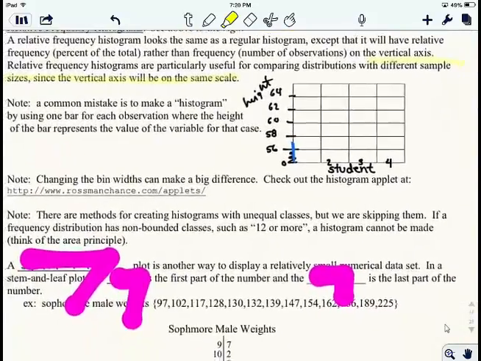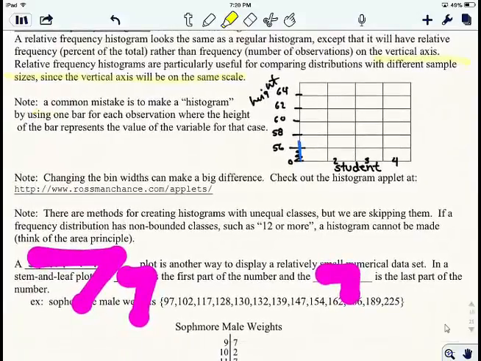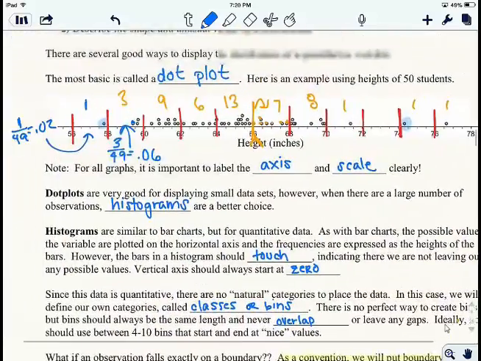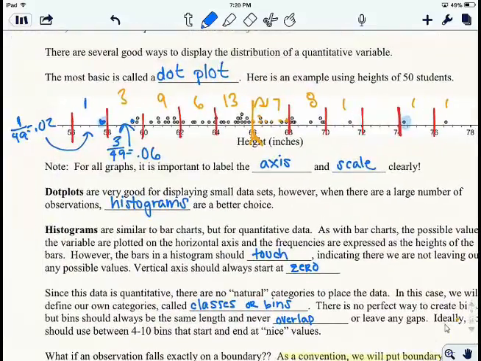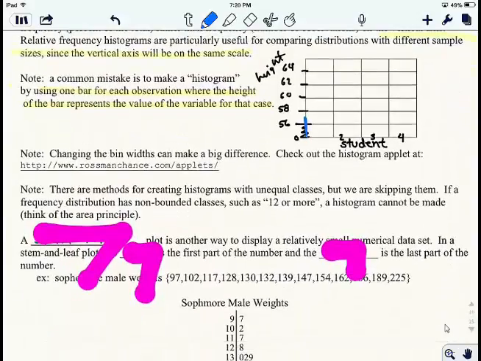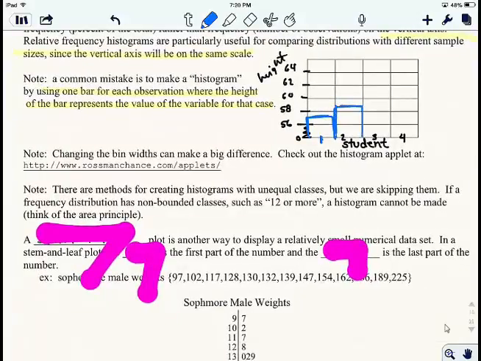Be careful not to make the common mistake of using 1 bar for each observation, where the height of the bar represents the value of the variable for that case. So if you looked, our first person up here was about 57.8 inches tall. People say, okay, that's person 1, and he's 57.8 inches. And they go to person 2, and he was about 59 inches. That is super, super, super wrong. Please don't do that.